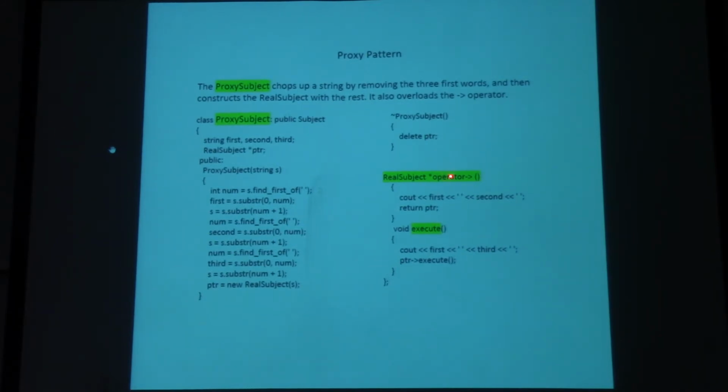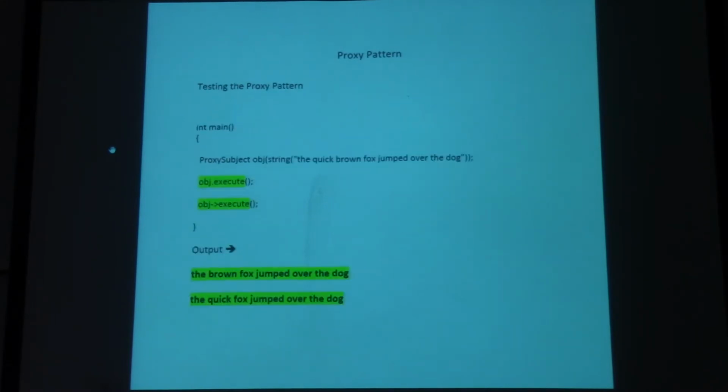Then we're going to overload the operator, and that's what kind of makes it a smart pointer. The pointer operator returns the real subject pointer. It's going to output cout first, space, cout second, space, and then return the pointer. Then the execute method, which we're implementing from this abstraction, is just going to output the first, space, the third, and then the pointer will call the execute method.